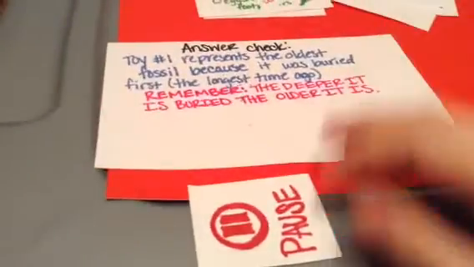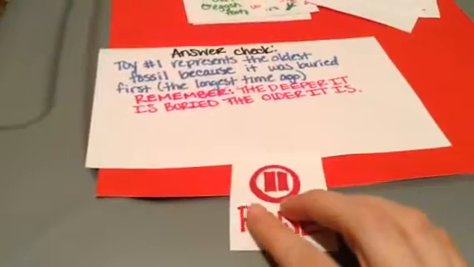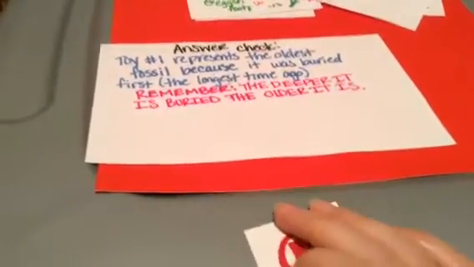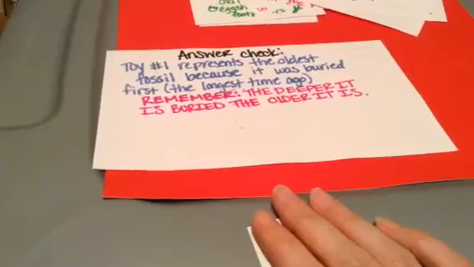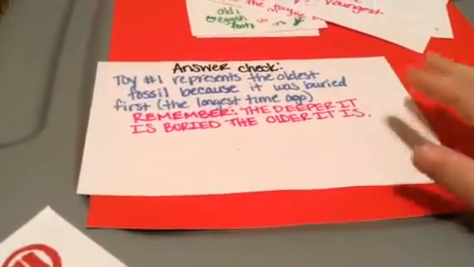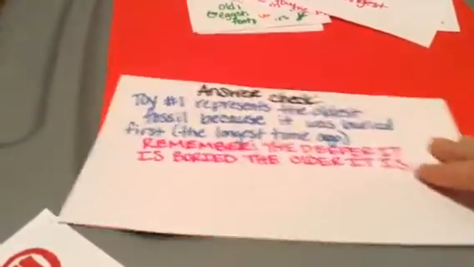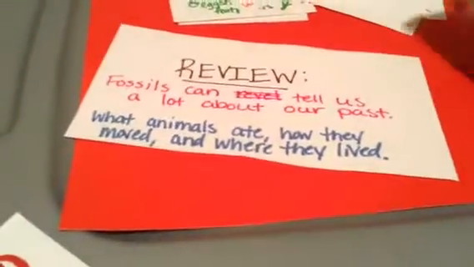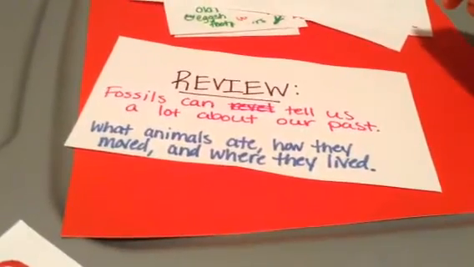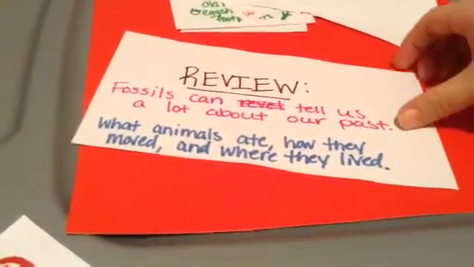Let's do a quick answer check on this. Toy number 1 represents the oldest fossil because it was buried first, or the longest time ago. Remember, the deeper it is buried, the older the fossil is. Just a bit of quick review. Fossils can tell us a lot about our past, what animals ate, how they moved, and where they lived.